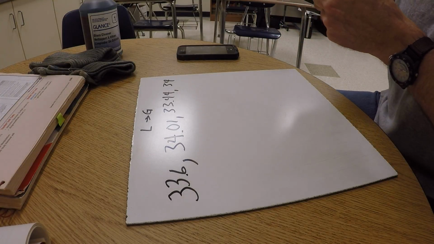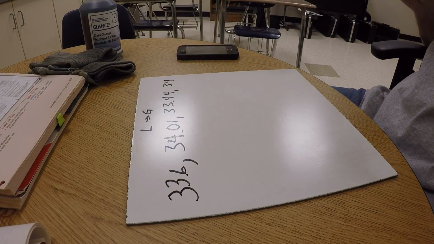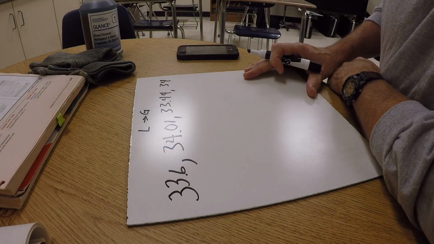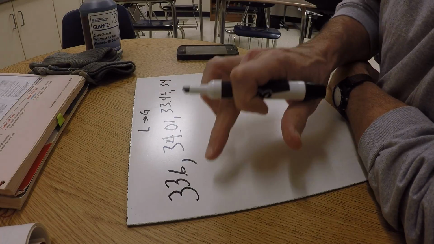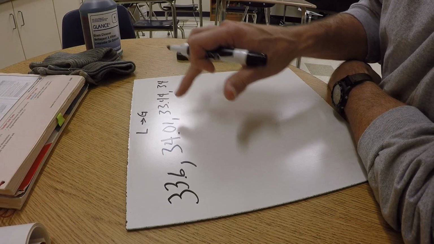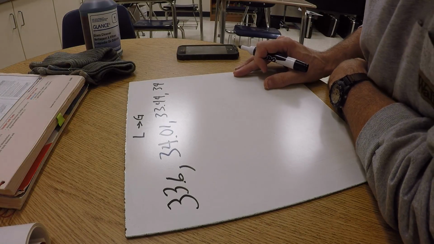Okay, friends. So, continuing on with comparing or ordering decimals. Let's put some in order. We've got four numbers: 33.6, 34.01, 33.44, and 34.